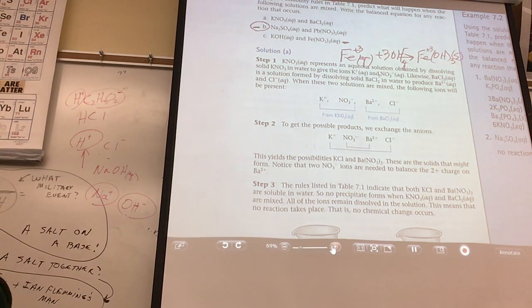All right, let's do B. Sodium sulfate aqueous is going to react with lead 2 nitrate aqueous. Go ahead and write out the entire chemical equation with the symbols like AQ. Then write out the complete ionic equation, and then write out the net ionic equation. If you can do that in the next 2 minutes, you are way, way ahead of the game. All right, let's take 2 minutes. Start now.